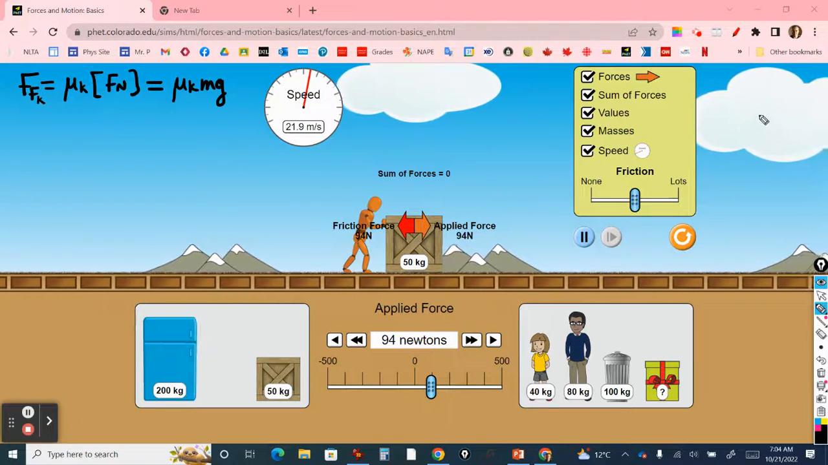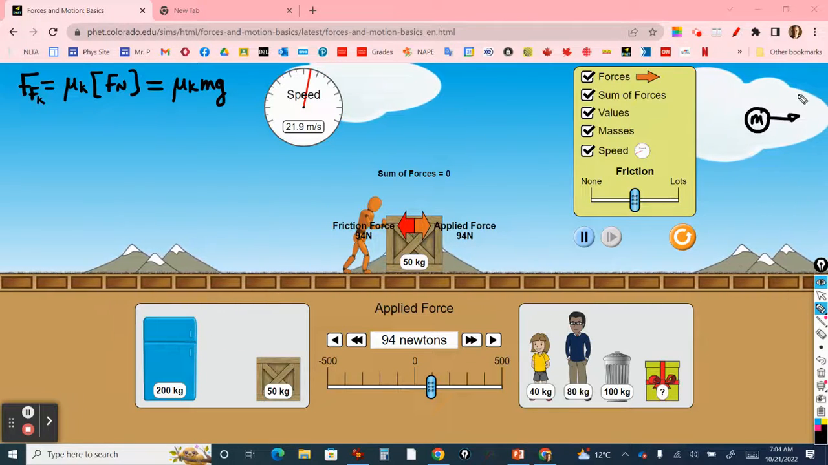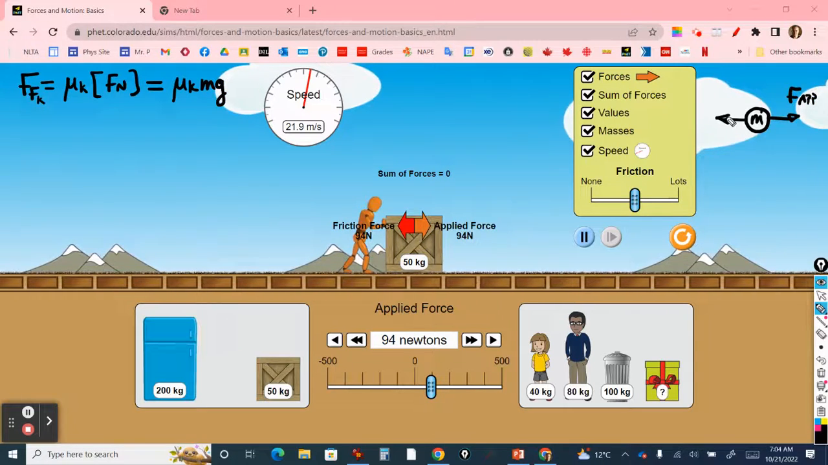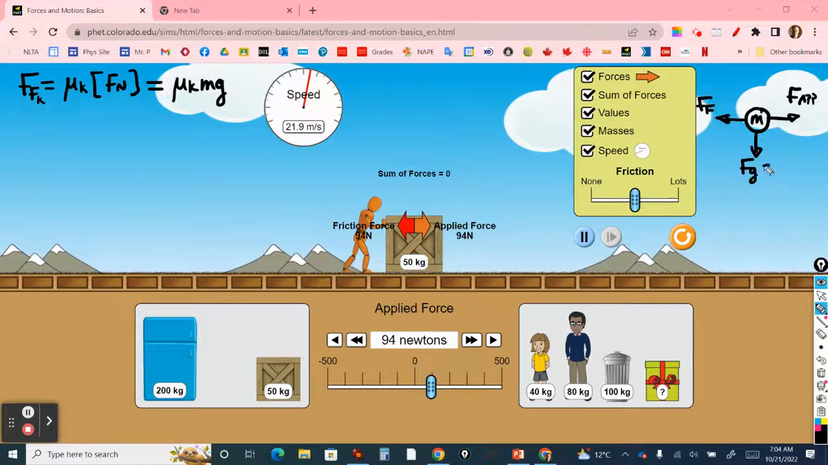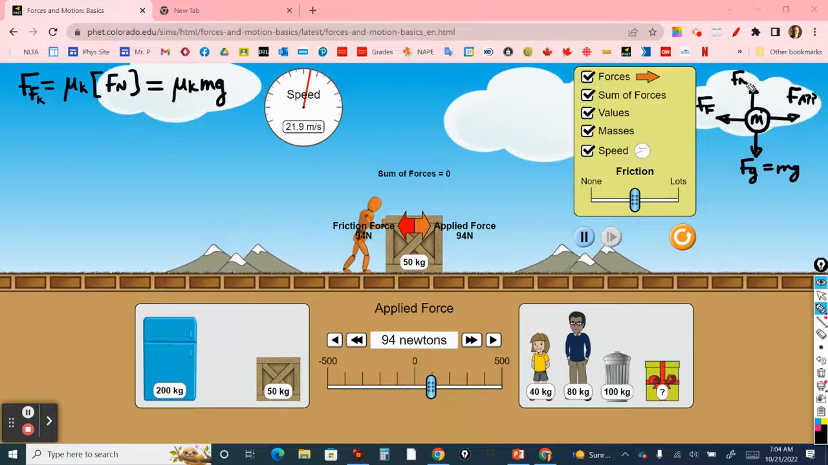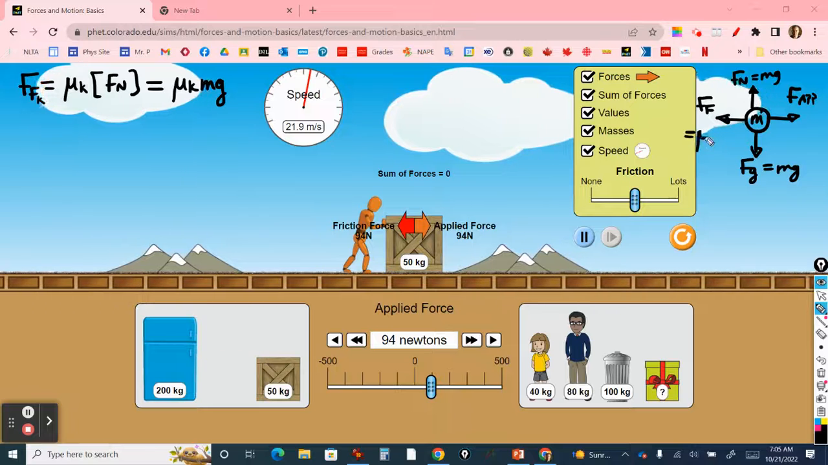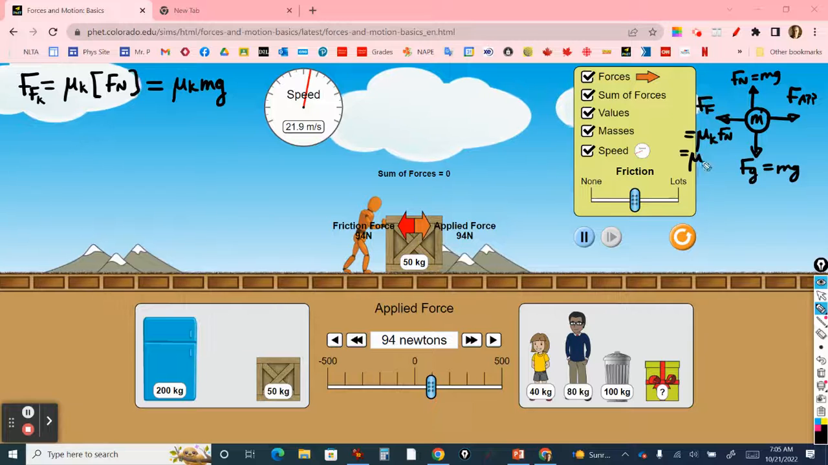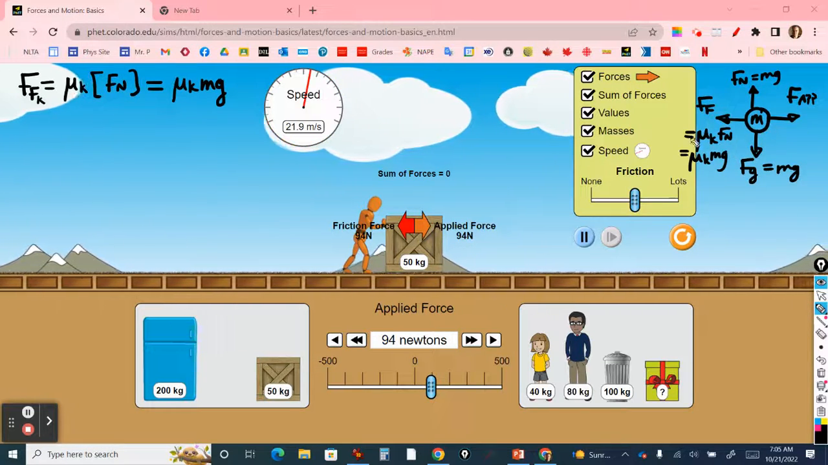And maybe I'll draw that free body diagram over here again. So there's your mass. There's your force applied. There's your force of friction. There's your force of gravity, which is mg. And here's your normal force, which in this case is also equal to mg. And the force of friction here is equal to mu k times Fn, which is mu k times mg. So there's a lot of stuff going on here, but there you go.